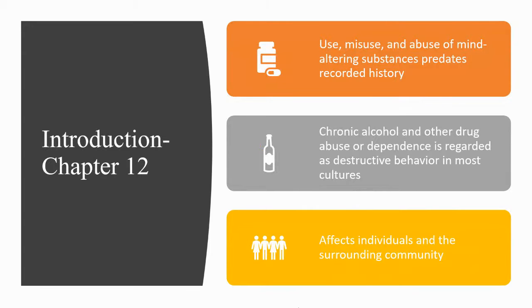Now we're moving on to Chapter 12, which is really talking about substance abuse. The use, misuse, and abuse of mind-altering substances predates recorded history. In other words, humans have been using drugs as long as humans have been around. Chronic alcohol and other drug abuse or dependence is regarded as destructive behavior in most cultures. It is not only the person themselves, but the people around the person, relatives, spouses, children, as well as the community and society.